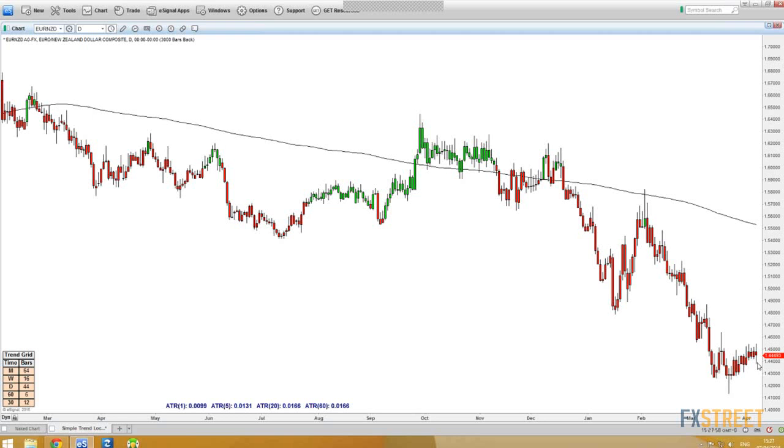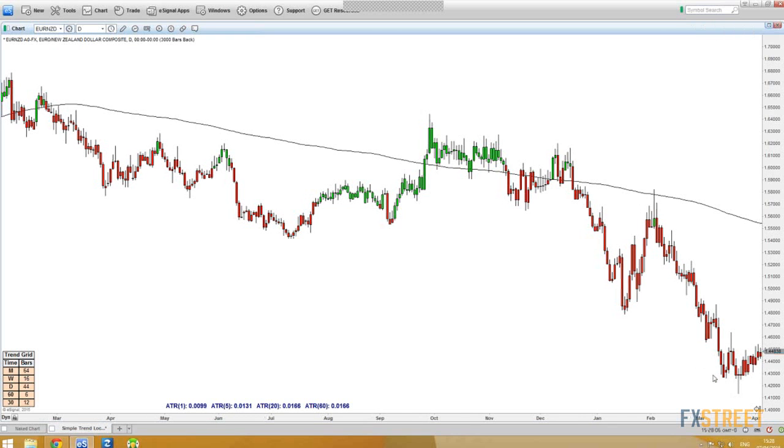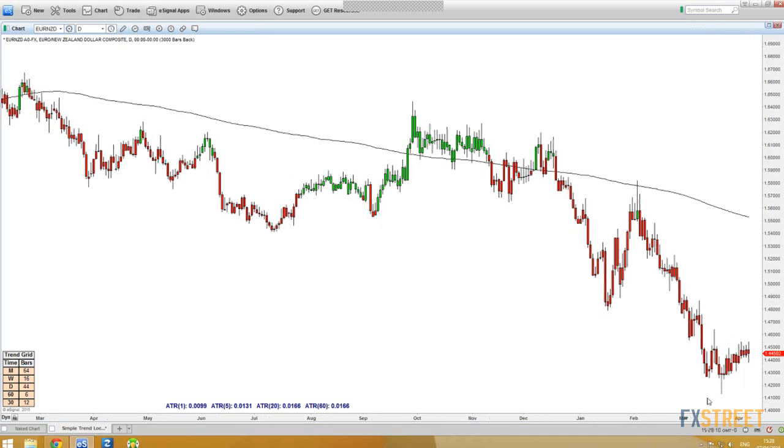Now, again, look at NFP Friday. NFP Friday was this bar right here. The last candlestick you can see on the screen, that's NFP Friday. Again, insignificant in the overall direction of the trend.